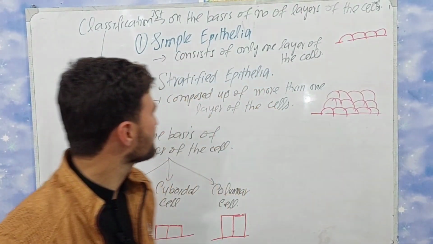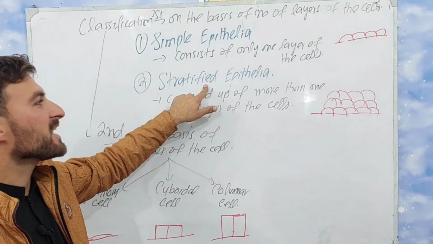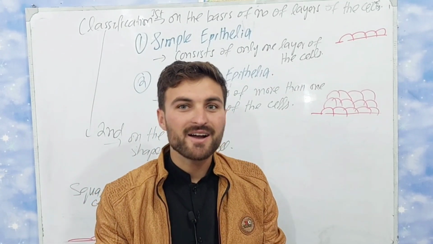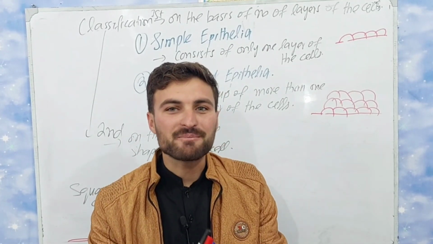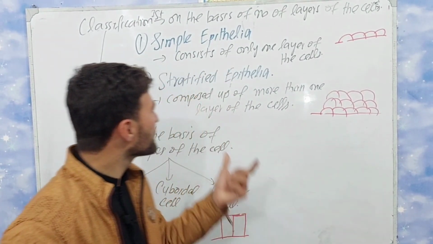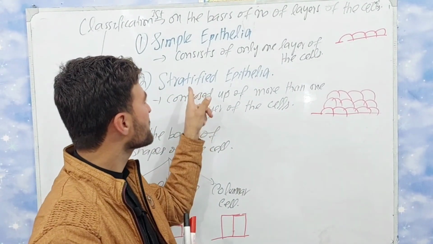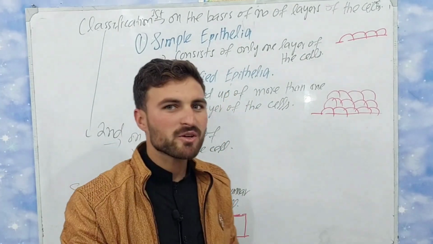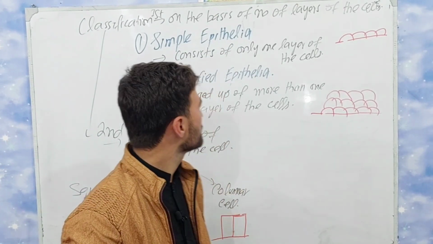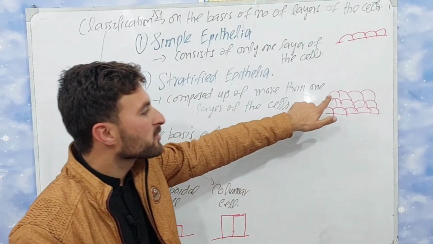Now let's discuss the stratified epithelia. Even this stratified epithelia has three types, and these three types are also on the basis of the shape of the cell. But here the case is a little different, because stratified epithelia do not have only one layer, they have more than one layer. So their classification will be on the basis of the topmost cell.